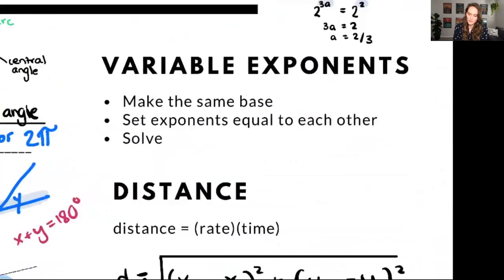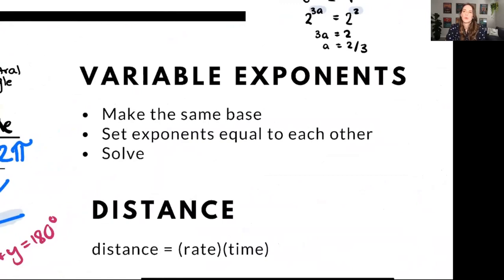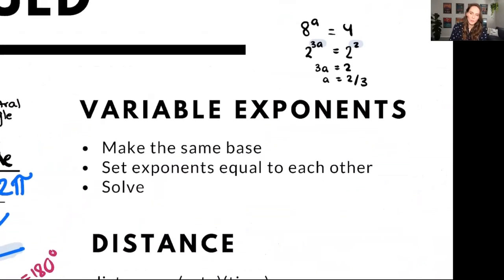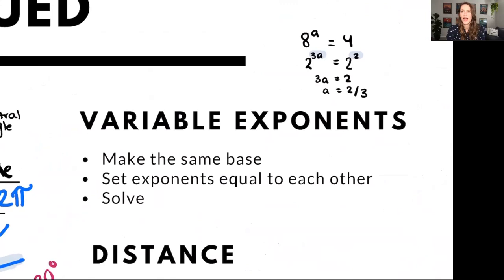Then we also have variable exponents. Whenever you see variable exponents in a question, you're going to start by setting the bases equal to each other. And in order to do that, you need to have the same base. So my starting point, if I saw a question where I have 8 to the a power equals 4, is to make the 8 and 4 the same base. I'm going to make them both a 2. So that's going to be 2 to the 3a equals 2 squared. Then I can eliminate my bases because it's the same base and have 3a equals 2, or a equals 2/3.